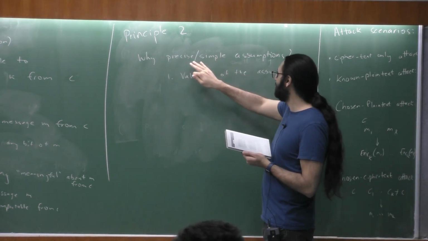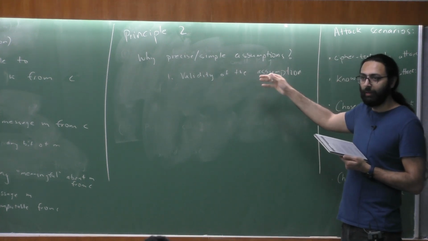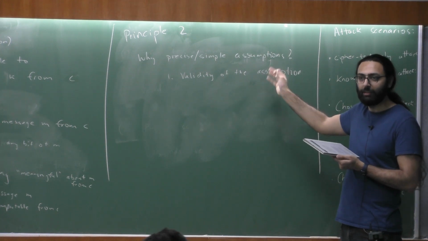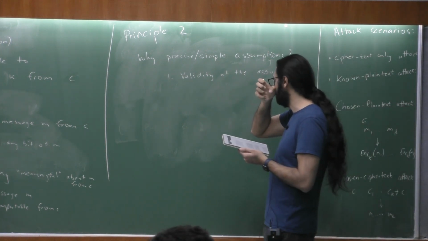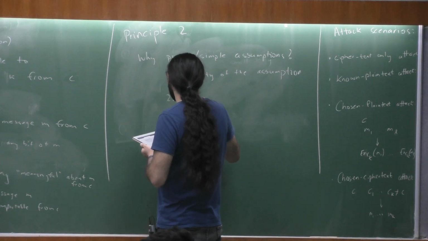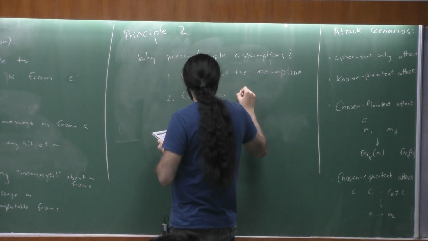Right. So why do we want precise and simple assumptions? The first is, of course, that we want the assumption to be true, and having simple and precise assumptions allows them to be studied, right? So you can gain some confidence in the validity of the assumption itself. Second is a comparison of schemes.